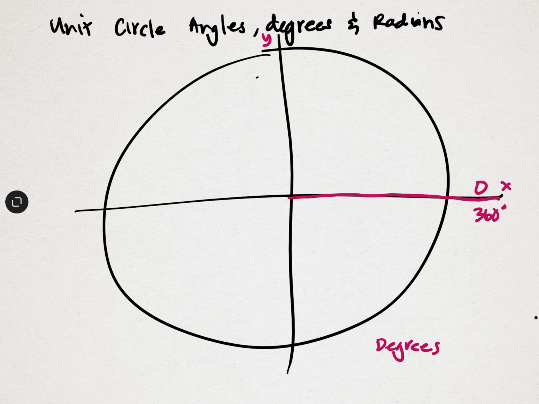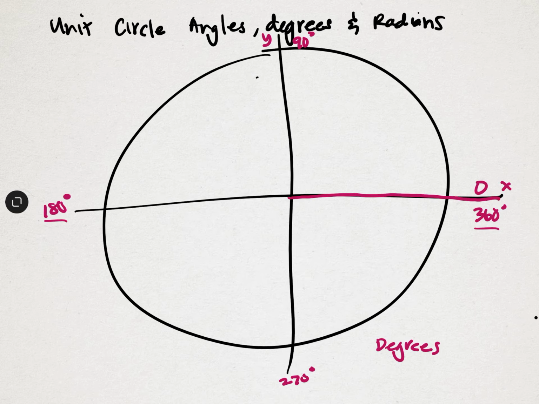So let's start with that. If we go halfway around the circle, then that would be half of 360 degrees. That would be 180 degrees. And then if we do halfway between 180 and 0, actually that would be 90 degrees. So our y-axis represents 90 degrees, the positive side of it. And then if we do it halfway between 180 and 360, that would be 270 degrees.